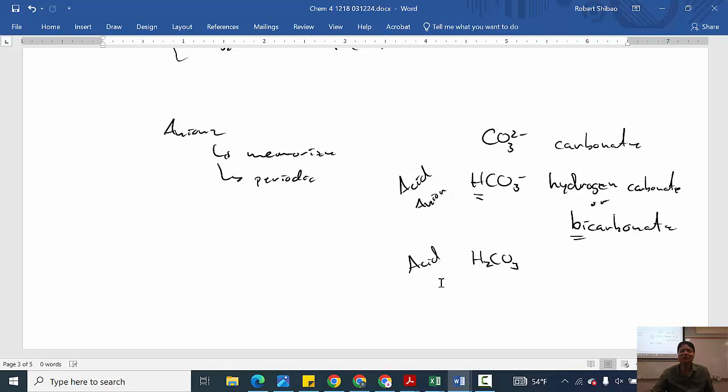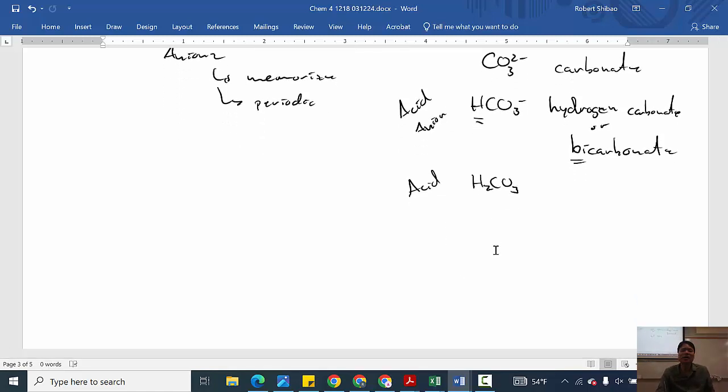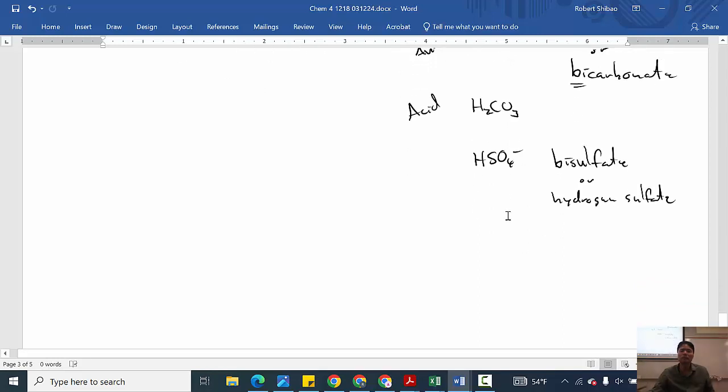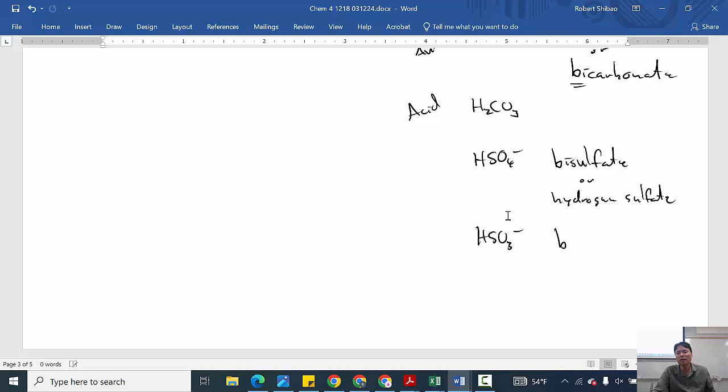The acid name we'll talk about later, but let's look at some common acid anions. The common acid anions would be this, HSO4 minus. Do you know what this is called? This is most often called bisulfate or hydrogen sulfate. HSO3 minus, do you know what this is called? Bisulfite or hydrogen sulfite.